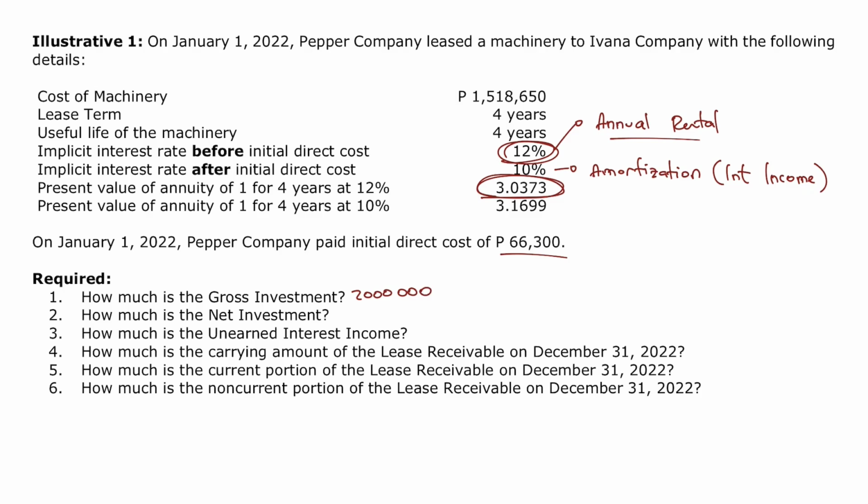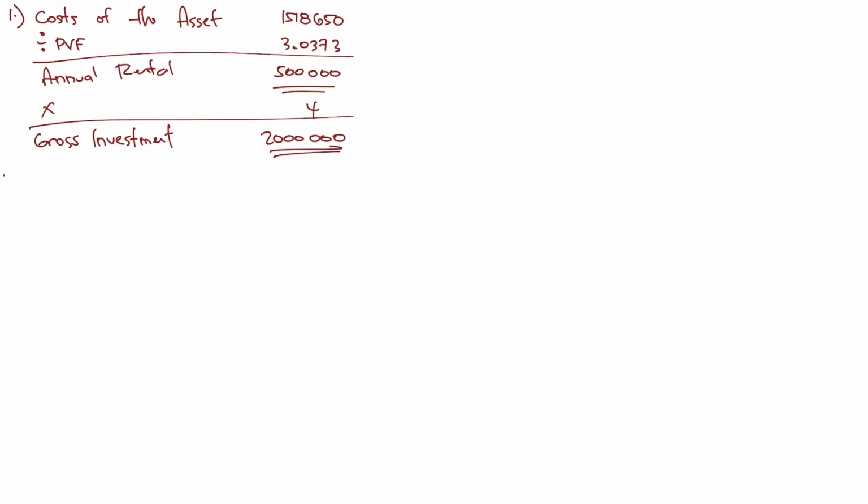Meron bang sinabi na dealer tayo dito? May sinabi bang ganun? Wala. Tama ba? So, kung walang sinasabi na dealer tayo, we'll assume na direct finance lease tayo. Okay? And under direct finance lease, how do we compute for the net investment? That's equal to the cost of the asset, which is equal to 1,518,650. Then minus what? I mean, plus what?